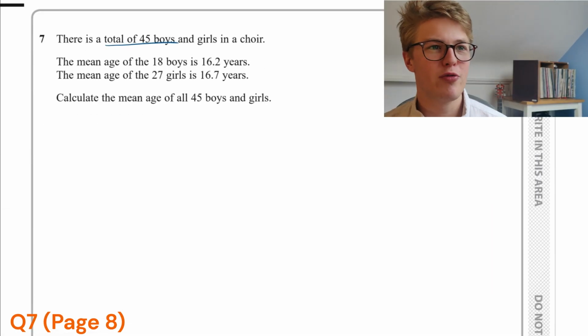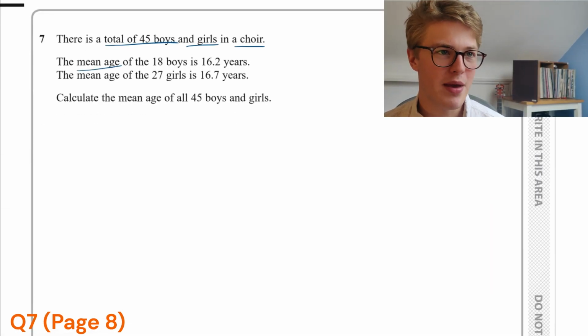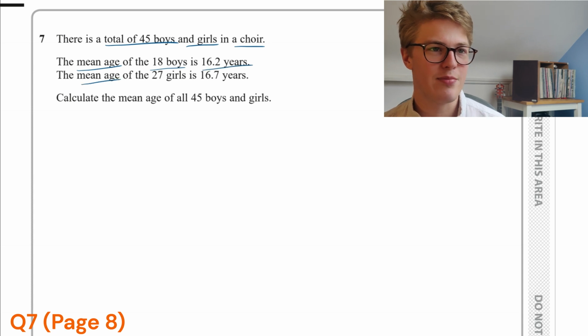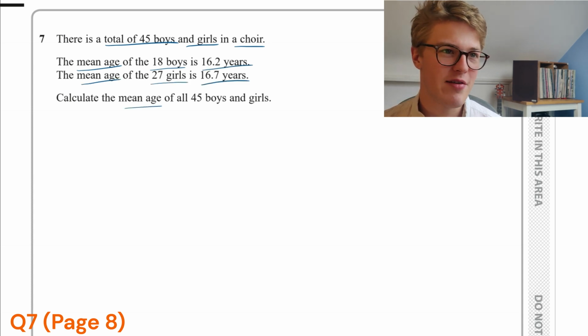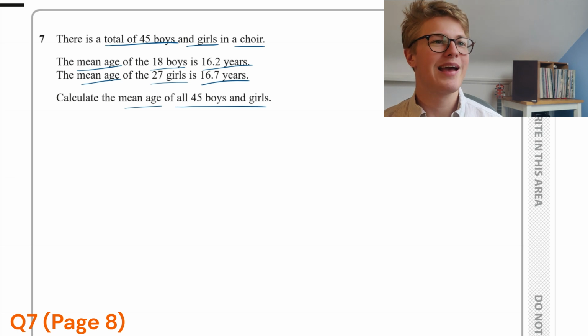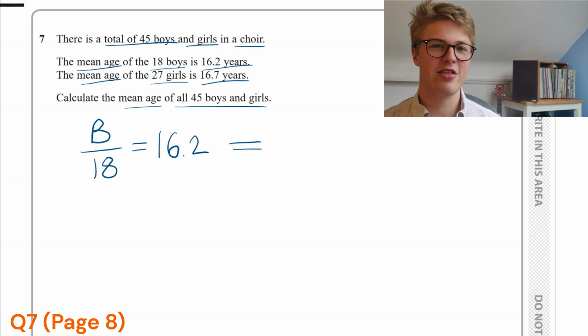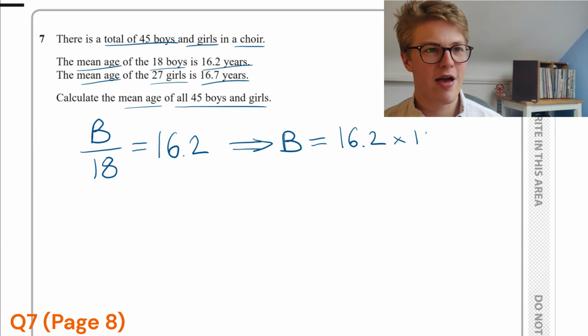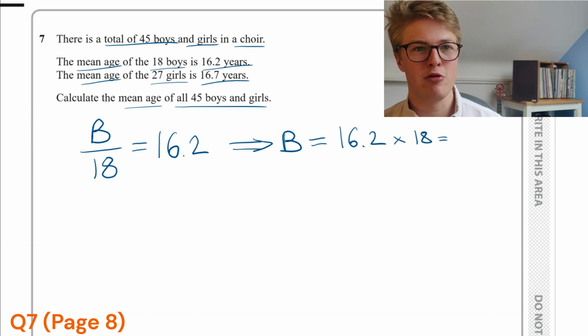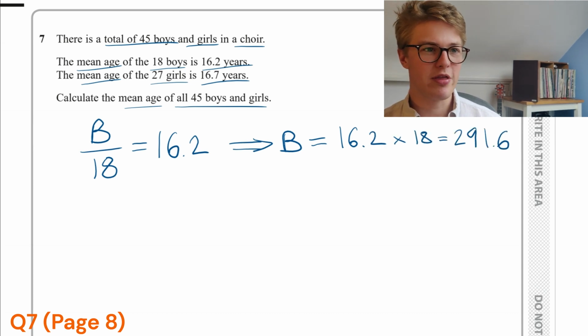There is a total of 45 boys and girls in a choir. The mean age of the 18 boys is 16.2 years. The mean age of the 27 girls is 16.7 years. Calculate the mean age of all 45 boys and girls. So we have 18 boys, so we do b divided by 18, which is equal to 16.2, where b is the sum of the ages of all the boys. So therefore b is equal to 16.2 times 18, which is 291.6.